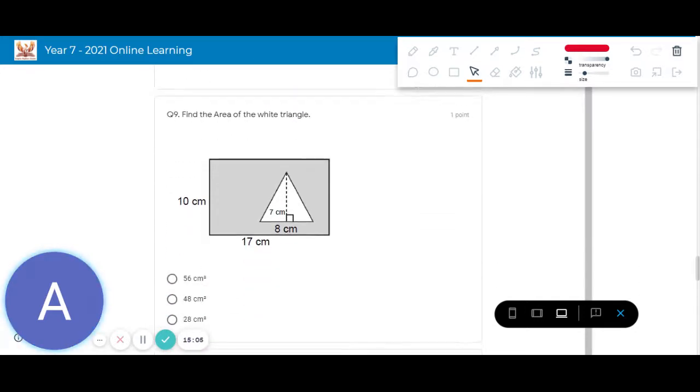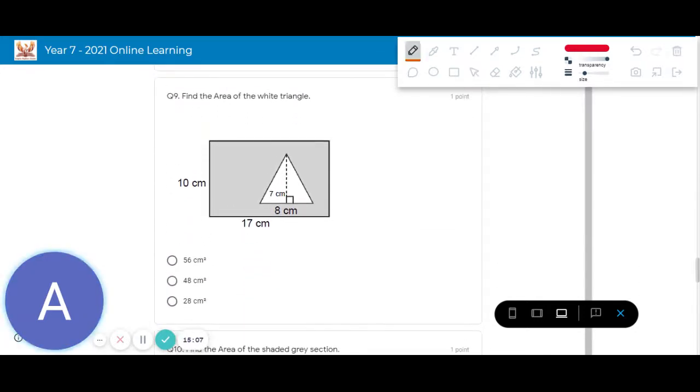And now we need to find the area of the white triangle. So we need to remember our formula for area of a triangle. Formula for area of a triangle is a half times the base times the perpendicular height.